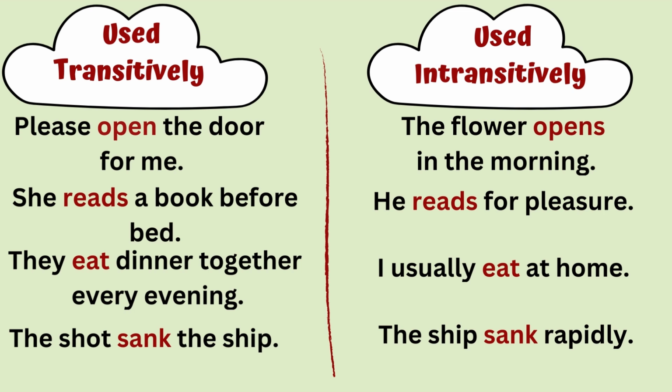The last one, the shark sank the ship. The shark sank what? The ship. We have an object, so it is transitive. But in the second one, the ship sank rapidly. We have an adverb but no object, so again, this is intransitive.